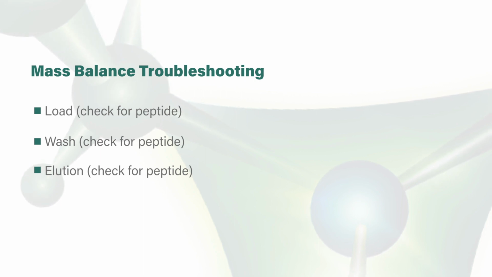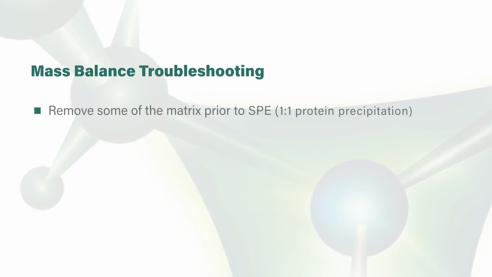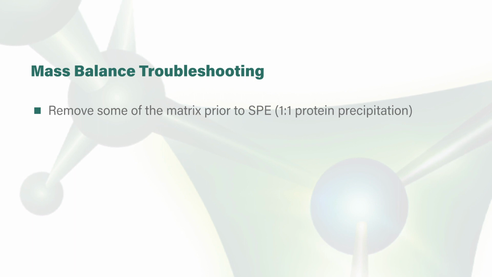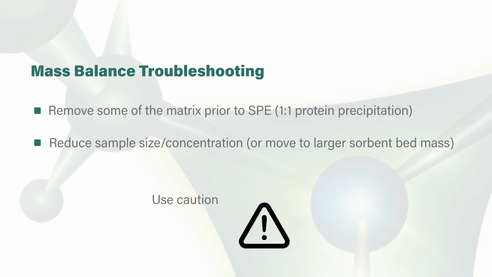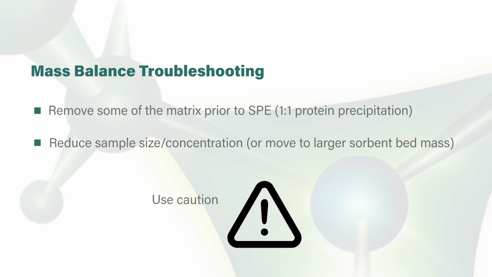If you find some of your peptide eluting in the load step, you can try the following. Remove some of the matrix prior to solid phase extraction. For example, you can do a 1-to-1 protein precipitation, but be careful, don't go any higher, as you may precipitate your peptides right along with your proteins. You can also reduce the sample size or the concentration that you're loading onto the sorbent, or you can move to a larger sorbent bed mass. Use caution though, because if this makes evaporation and reconstitution necessary, you could lose peptide during this process.